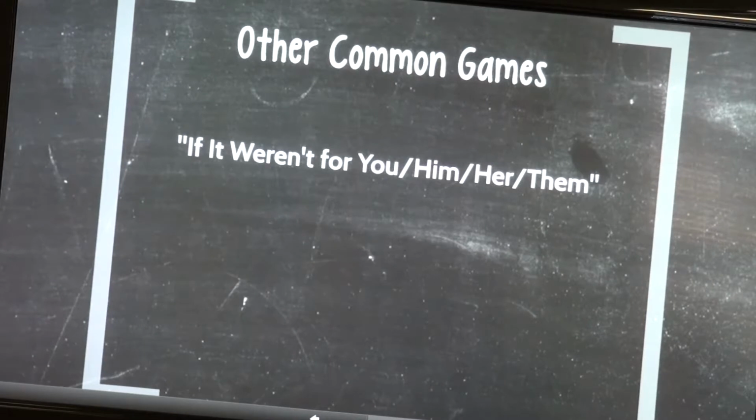Some other common games: if it weren't for you or him or her or them, right? So we can imagine at work where maybe this plays out with one coworker saying to another, if it wasn't for my other coworker, if it wasn't for my boss, if it wasn't for my wife, if it wasn't for my husband, then I would be happy, I would be more successful, I would be more efficient at work, whatever the case might be. And so from a psychological perspective, again, what might be the payoff? What does this do for the person who plays this game?